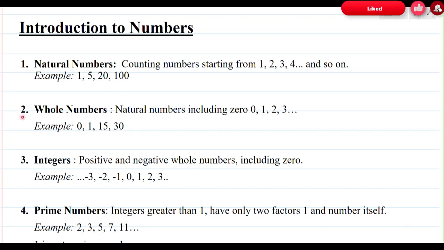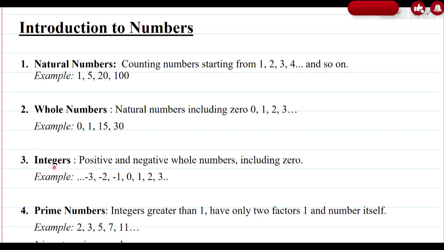The second type of number is the whole number. Natural numbers including 0, that is 0, 1, 2, 3, and so on, are whole numbers. Just adding zero to the natural numbers makes the whole numbers. For example, 0, 1, 15, 30 are whole numbers.